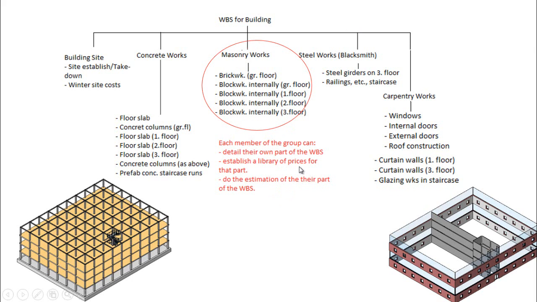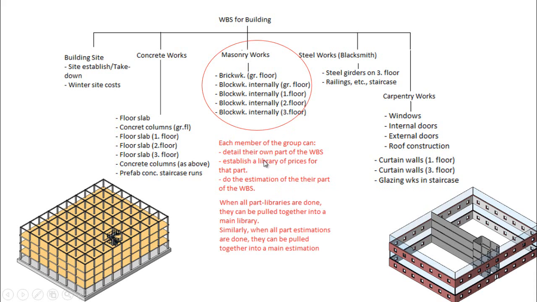The idea behind all this is that the part libraries can be drawn together to make a complete library, and the part calculations can be drawn in to do a complete calculation, so that everybody contributes towards making the whole estimation for the project and the whole planning for the project and so on and so forth. So that was the idea behind the work breakdown structure, to break your project down into different works packages using your different works files.